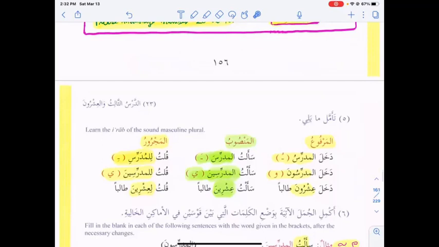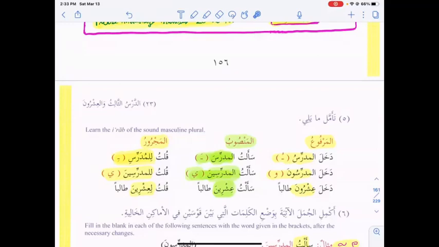Now, again, learn the i'rab of sound masculine plural. Brother, I've been telling you for 1 hour about this, so you should be able to do it. Dakhala al-mudarisu, marfu, fa'il, marfu. Dakhala mudarisuna, fa'il, waw. See here written, damma, dakhala al-mudarisu, marfu bid-damma, here marfu bil-waw. Dakhala ishruna taliban. Dakhala ishruna taliban.